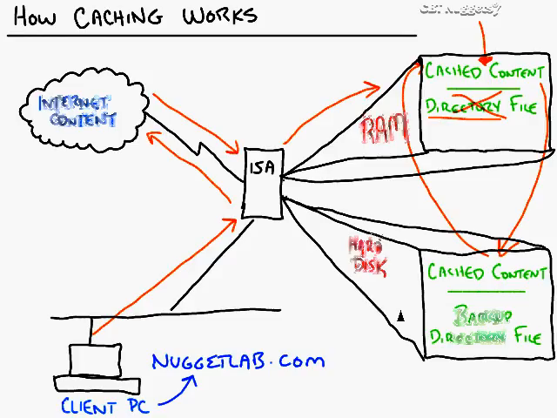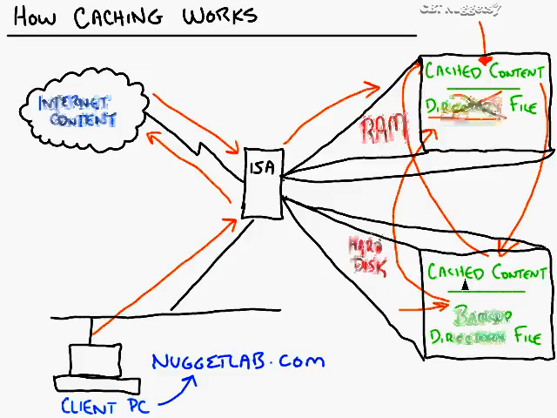But thankfully, we do have a backup directory file sitting on the hard disk that can be copied to the RAM when ISA server restarts. Because if you lose that directory file, the ISA server will have no idea what it has in cache, and this will all eventually get emptied out.